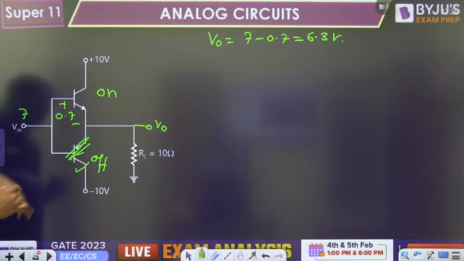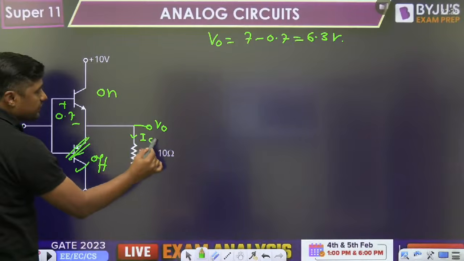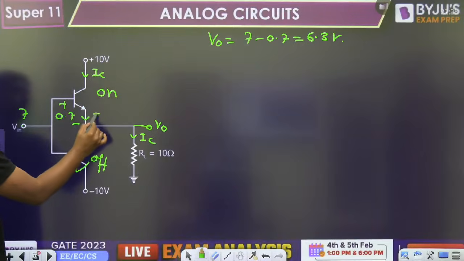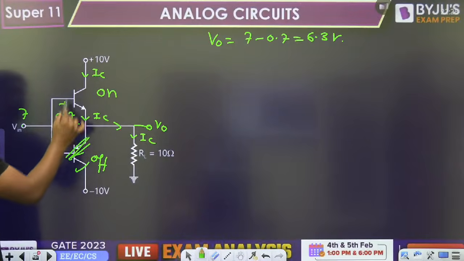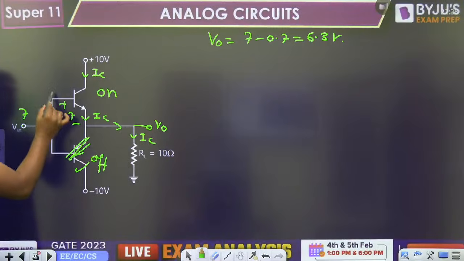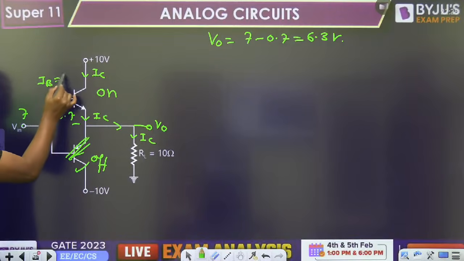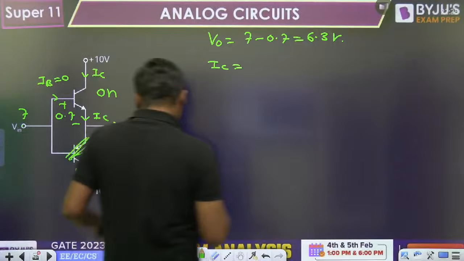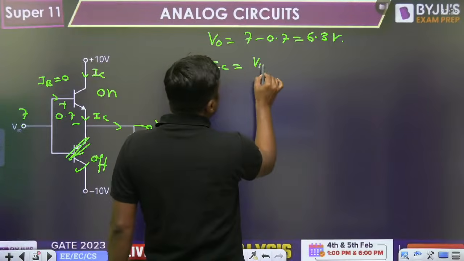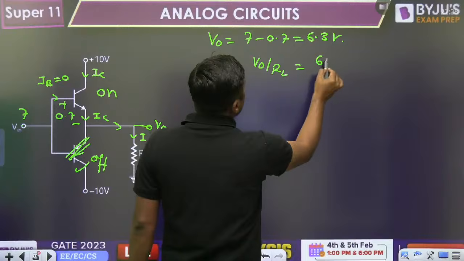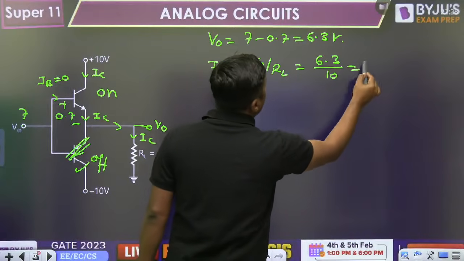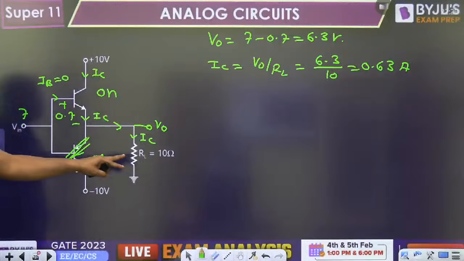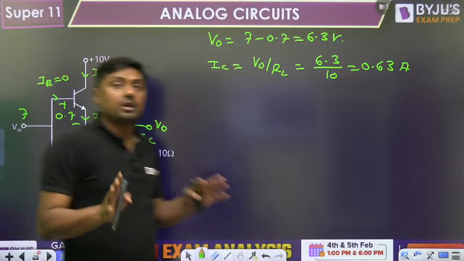Okay. Then at the same time, what is the current here? IC. The same current will flow from this point to this point to this point, and that is the path of the current. IC or IE are equal, because beta is very large, IB is negligible. What is the value of the IC? IC is given by V naught by RL. 6.3 divided by 10, that is 0.63 ampere, because RL is given in ohm.